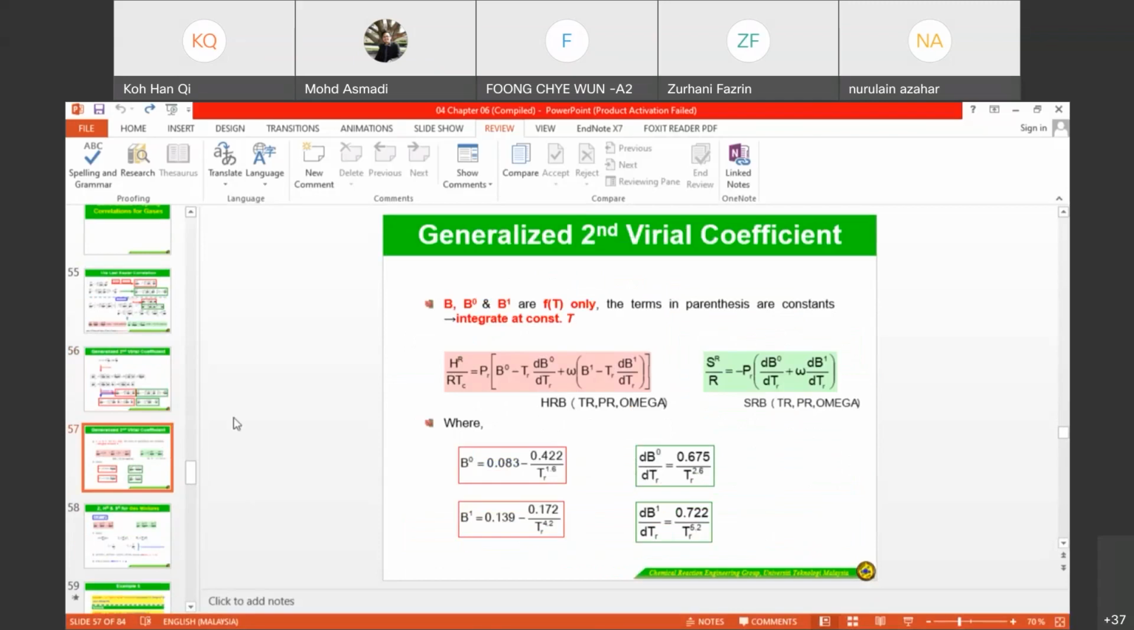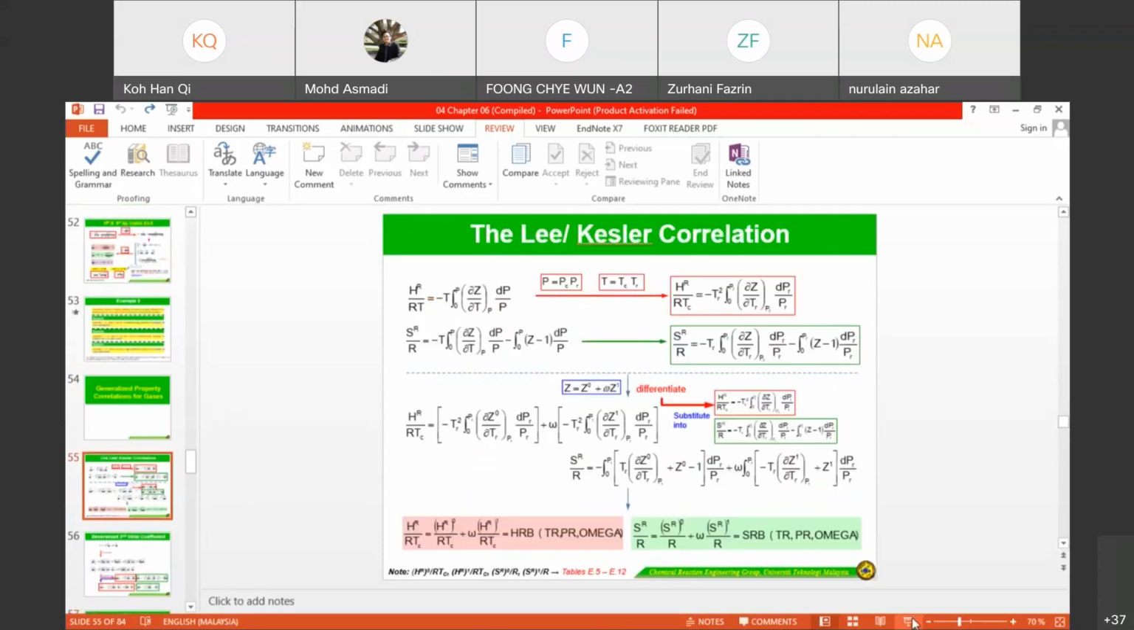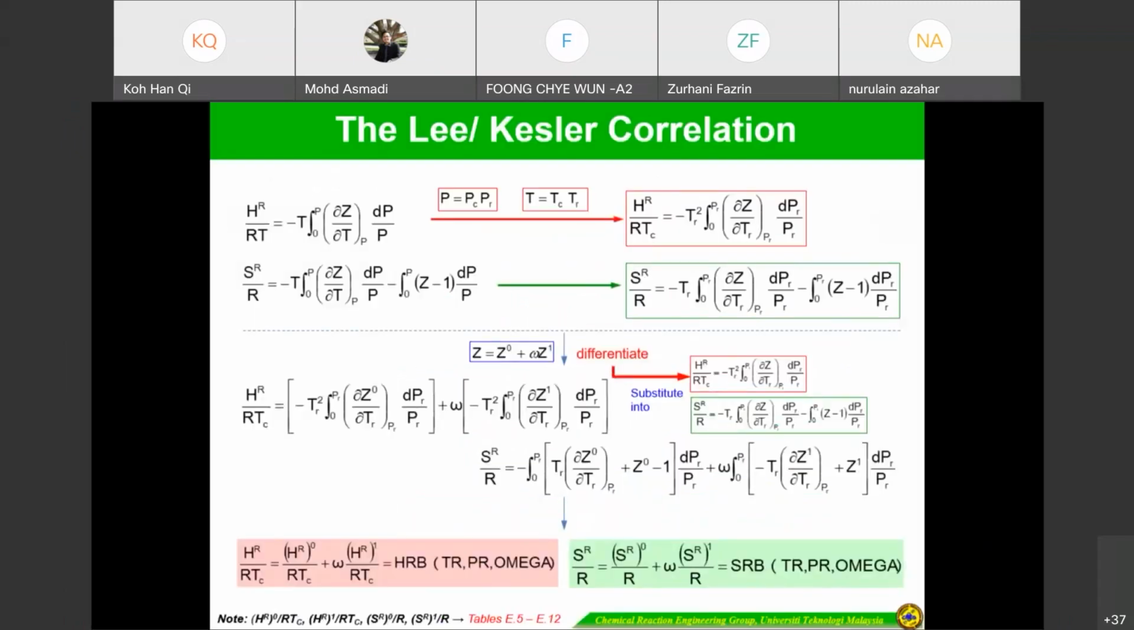Okay, so you can determine HR. For the Lee-Kessler correlation, if you look here, this is the equation. This is just the derivation. Once you substitute the residual equations with Z0 plus Z1 and differentiate, you get this one. This is the equation you have to highlight.